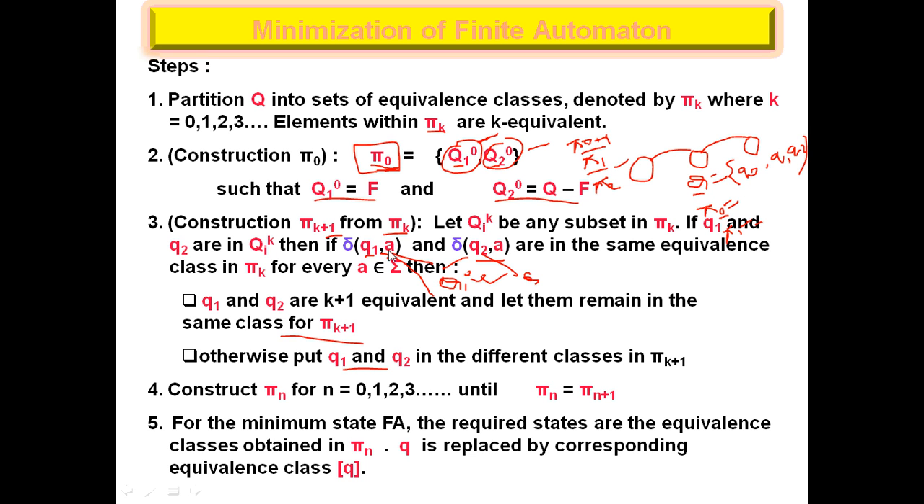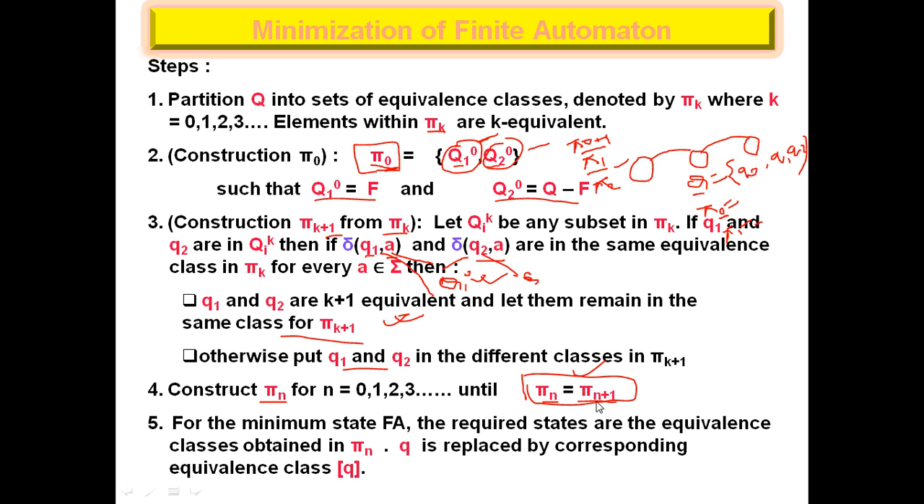For a state, for a single input, we'll have to check the transition. Then we can say they are equivalent in nature. So we'll have to construct pi 1 and pi 2 till pi n. If two equivalence classes are the same in nature, that is pi n and pi n plus 1, we'll have to stop our construction of pi k equivalent. Here we'll have to stop our construction while pi n and pi n plus 1 are in the same nature.